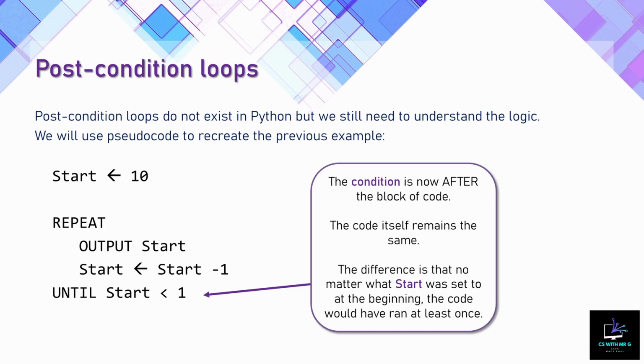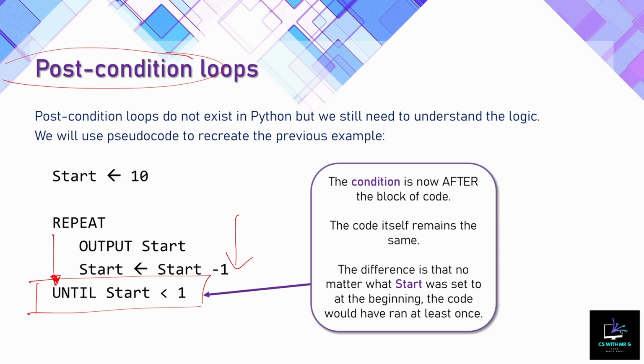And the final loop we had was a post-condition loop, which unfortunately doesn't actually exist in Python, but we still do need to understand the logic behind it and know that the condition is after the code inside the loop. So in this example, we repeat until, and you need to know the exact structure in pseudocode. You need to realize that this code will run at least once because the condition will check at the end. And like I said, this structure doesn't actually exist in Python.